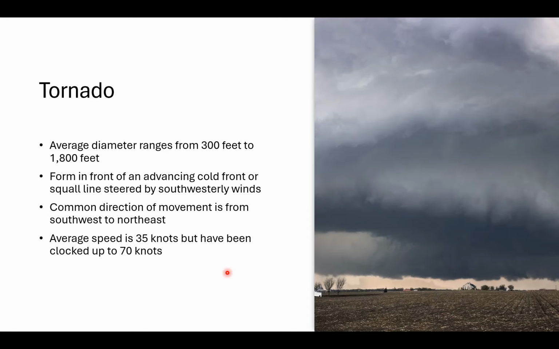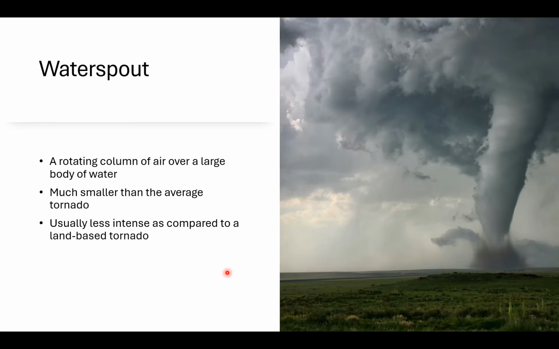70 knots. This is an extremely dangerous situation with tornadoes because they can move so quickly, and it gives the general public such little time to take shelter. That's why it's always important to have a NOAA weather radio or really have a way to get the latest warnings on short notice. With waterspouts, really, this is the water version of a tornado.